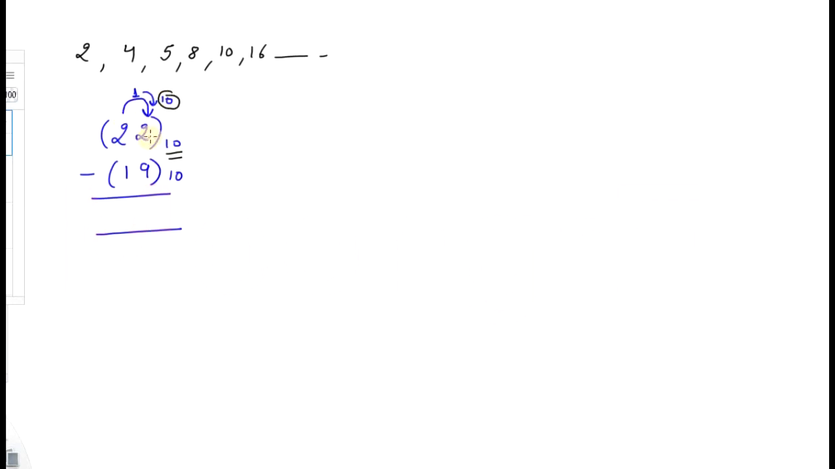So 10 plus 2, 12. 12 minus 9 is 3. And how much remaining here? 1. 1 minus 1, 0. So this is your answer in base 10. Now let us do another example.